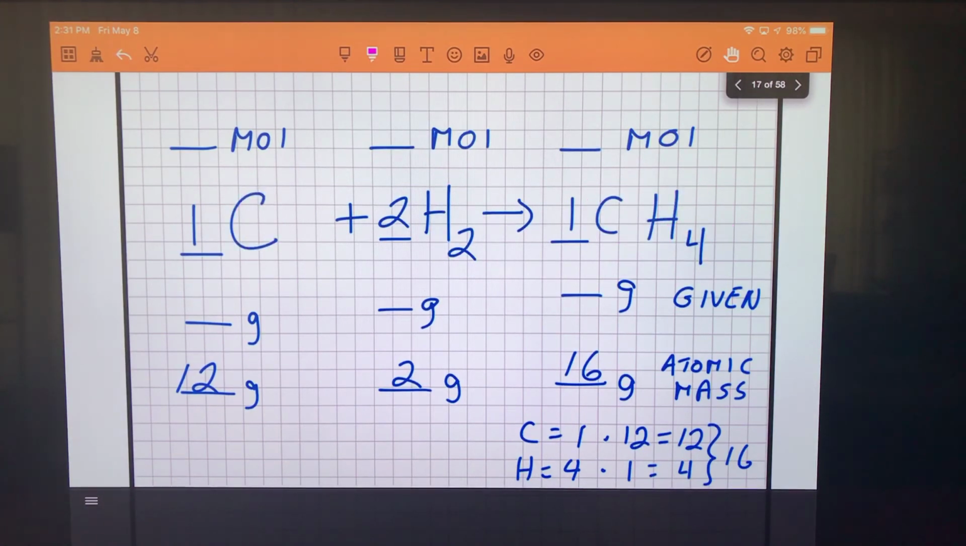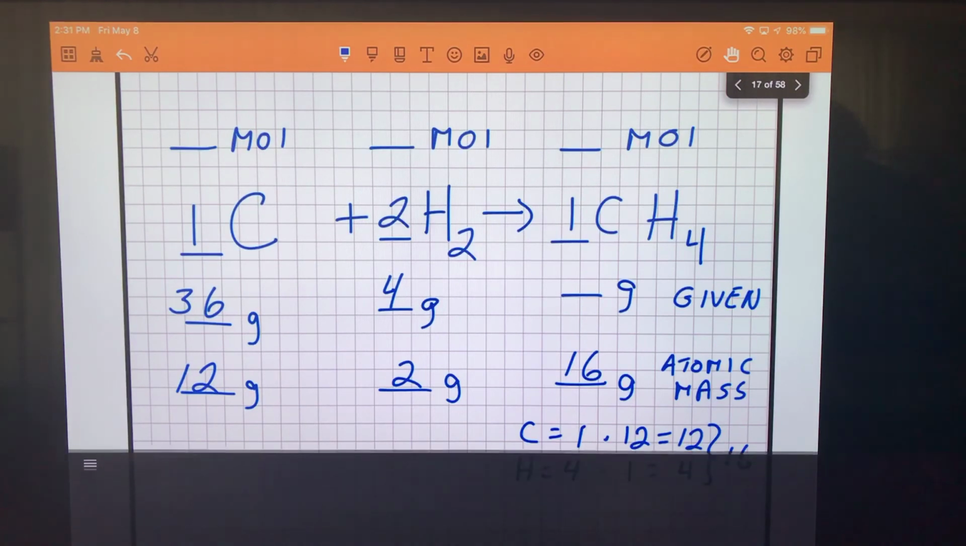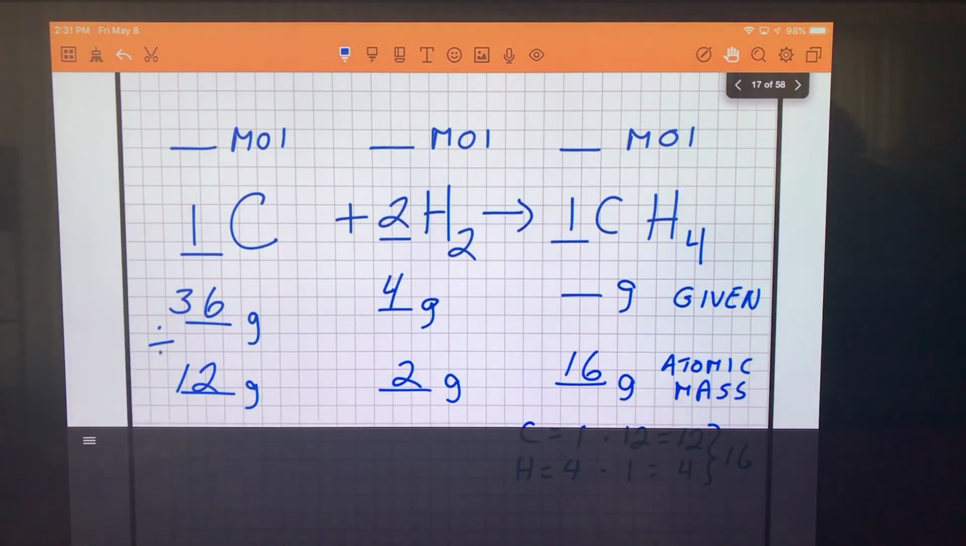Okay, let's move on. Next step, write what we're given. Well, in this case, I'm just going to give you, because I'm generous today, 36 grams of carbon and 4 grams of hydrogen. And you got those because I made them up. I run the chemistry lab, so that's how much I'm giving you. So we're going to do a little division next. 36 divided by 12. Write the answer right up there. So that's 3. 4 divided by 2. Remember, do it in the order that they are. Don't flip them upside down. 4 divided by 2 is 2.